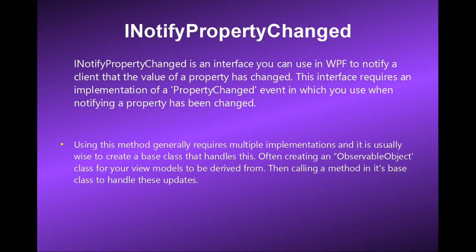INotifyPropertyChanged is an interface you can use in WPF to notify a client that the value of a property has changed. This interface requires an implementation of a property changed event, which you use when notifying a property has been changed. Using this method generally requires multiple implementations, and it usually is wise to create a base class that handles this, often creating an ObservableObject class for your view models to be derived from, then calling a method in its base class to handle these updates.